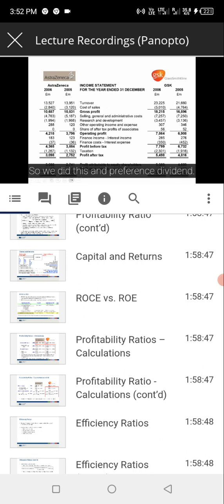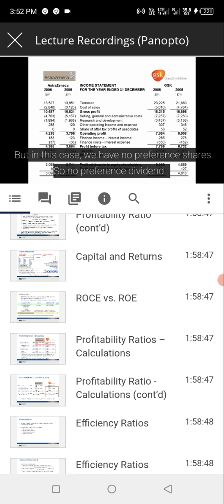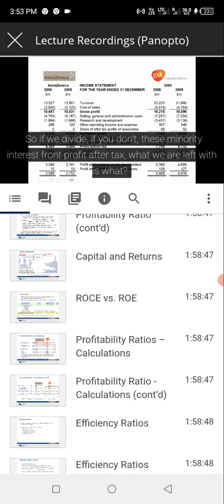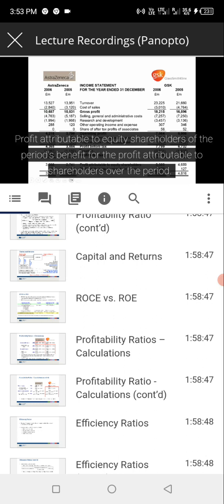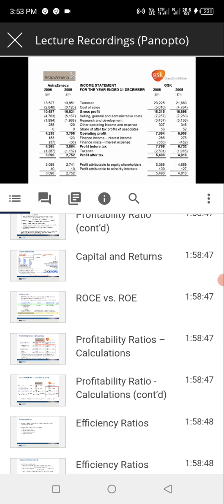And preference dividend. But in this case, we have no preference shares, so no preference dividend. We are only interested in profit after tax and minority interest. If you deduct this minority interest from profit after tax, what we are left with is profit attributable to equity shareholders of the parent. Is that okay? So this is the profit attributable to the shareholders of the parent, and that is what we use.